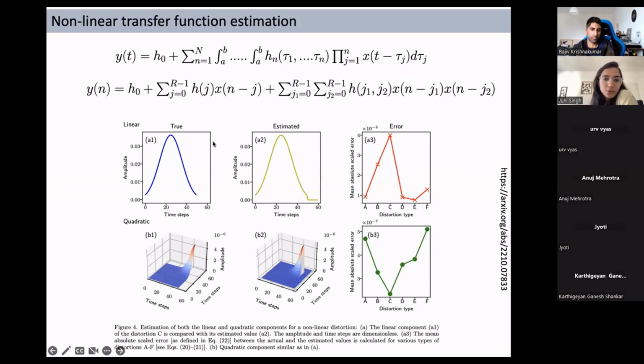We tested it on our data, and these blue things were nonlinear distortions. With this model, we were able to estimate it with really high accuracy. The estimation error was around 10 to the power minus 8. And it's like, okay, it's great. Now it can work.